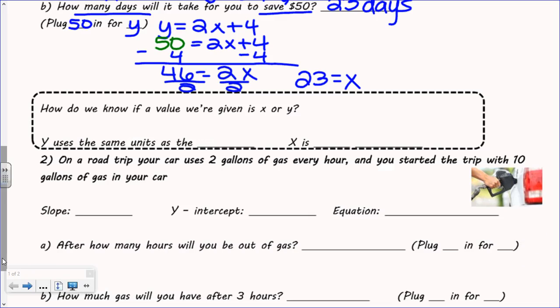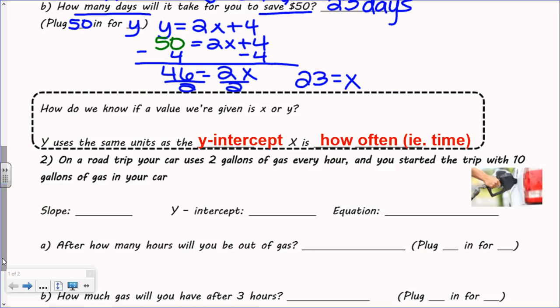So how do we know if a value we're given is your x or y? That might have been something you were thinking above. So y is going to use the same units as your y-intercept. So think about how you determined your y-intercept. And whatever units go with the y-intercept, when they start talking about what to plug in for y, those will have the same units. Your x is going to be how often, and so often meaning time. So either days, months, minutes, seconds, weeks, whatever. That's going to go in for x.